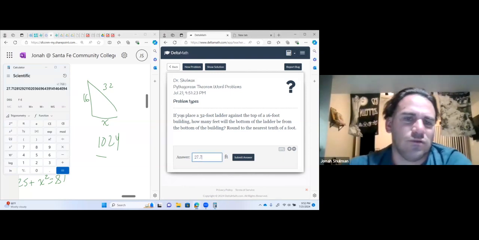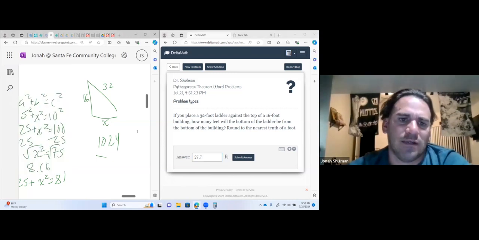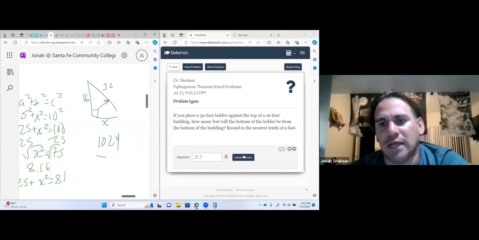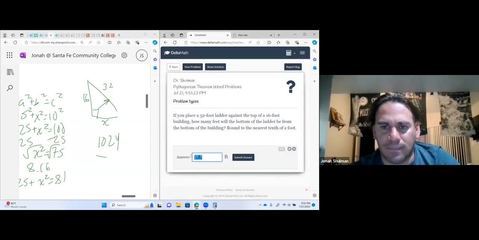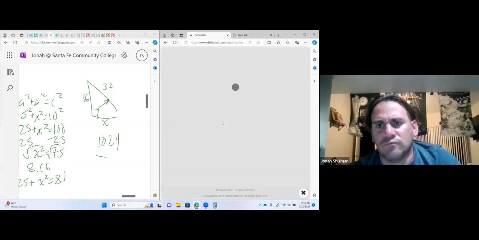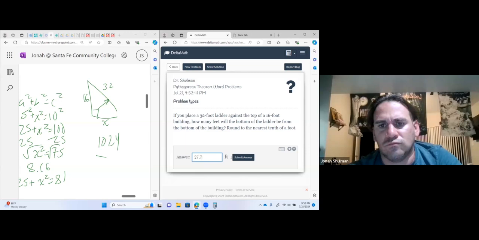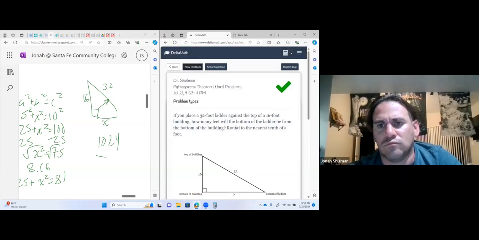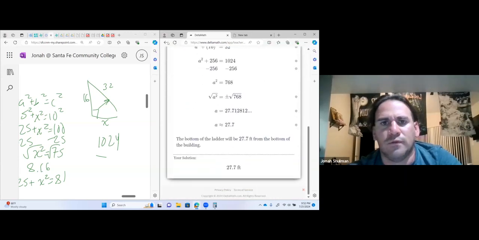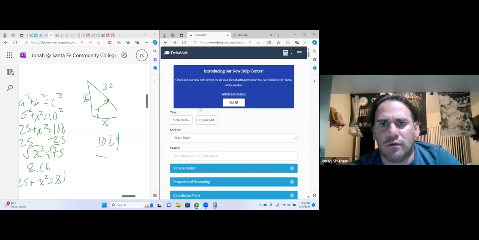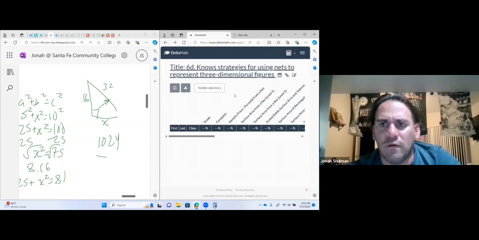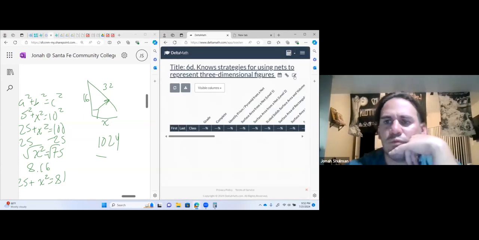Always know that the hypotenuse has to be across from the biggest angle. So it should be bigger than the other one. It has to be the biggest. Ta-da! We just did the word problem.